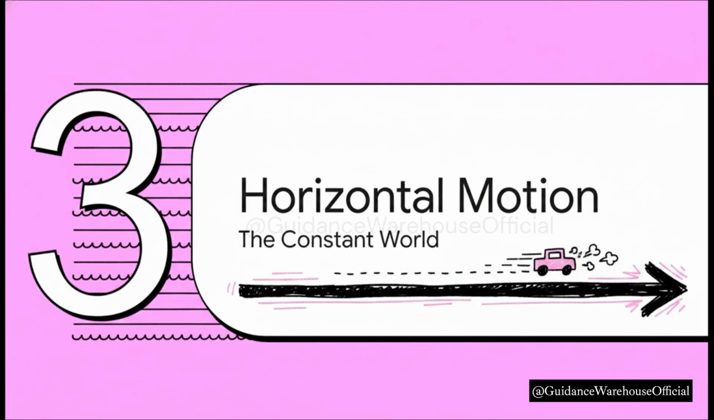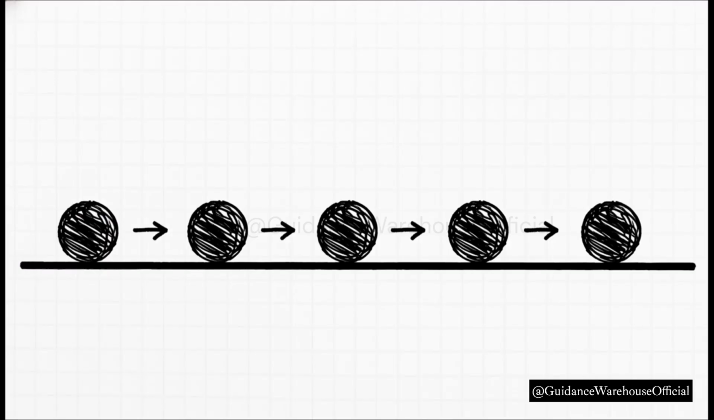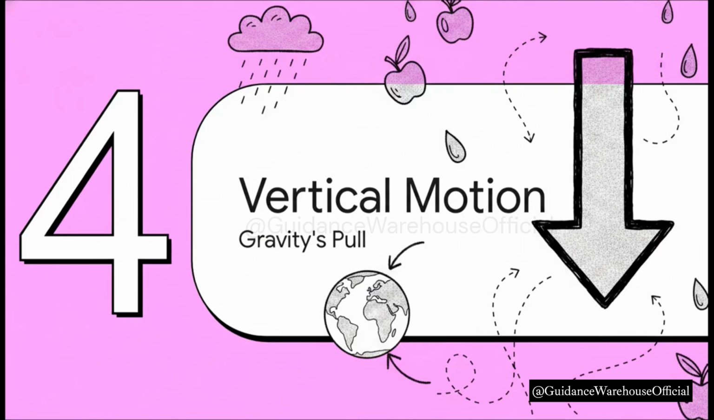We're going to start by looking at the first of our two separate little worlds, the horizontal motion. I like to call this one the constant world. See, in the horizontal direction, along the x-axis, gravity isn't pulling it left or right. So that means the horizontal acceleration is just zero. And what happens when there's no acceleration? Well, the object's forward speed never changes. It just keeps on cruising at the exact same speed it started with. Simple as that.